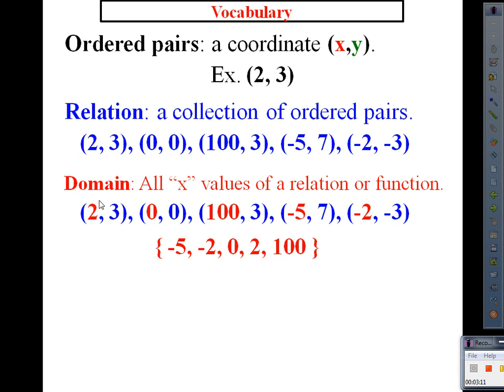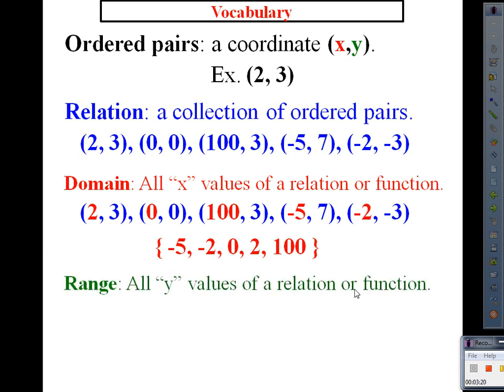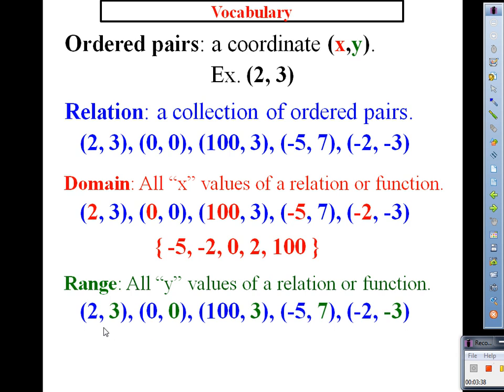So if that's true for domain, the range means all y values of the relation. So look at the relation up here again. Tell your neighbor the range of that relation. All right. So therefore, look how I write it. Oh, we're focusing on the y. There it is. And I write it as follows: -3, 0, 3, 7. You're like, wait a minute.